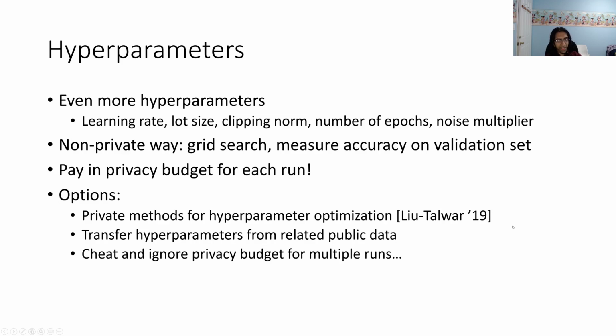Sadly, the most common thing in practice is that people typically just ignore this cost. They just do hyperparameter tuning, ignoring the fact that they did this tuning in a non-private way, and then they just finally report what the privacy would be just due to that final run, which is, in my opinion, kind of cheating, but it's what people do nonetheless.